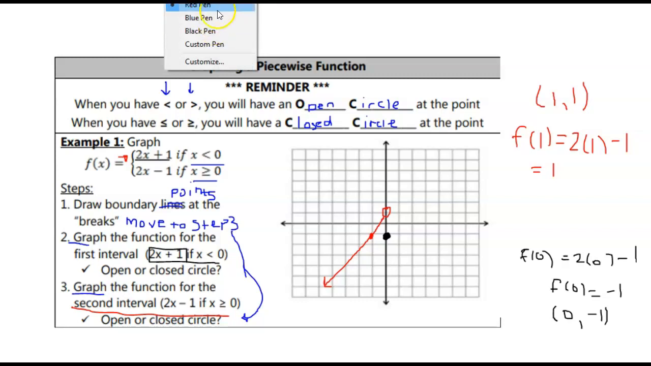In order to graph a line, I need 2 points. So I'm going over to 1 and up 1, and here is the second part of my piecewise function. Okay, so the steps: graph your boundary points, determine if they're open or closed circles, then find another point on your interval and graph each interval. Okay, let's go to the next examples where you are going to try to graph these yourself.